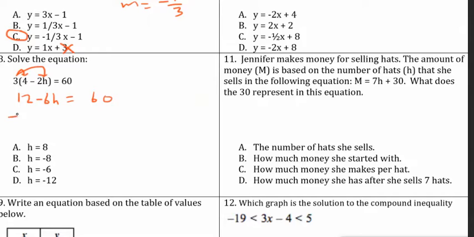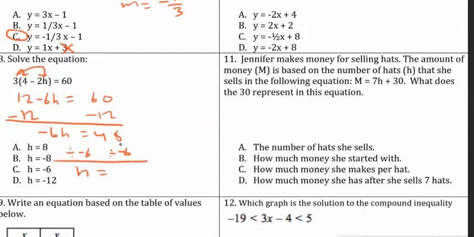Now I have a regular two-step equation. I can subtract 12 from both sides and get negative 6h equals 48. And then divide both sides by negative 6. So I get 1h is equal to negative 8. 48 divided by negative 6 is negative 8. So the answer is B.